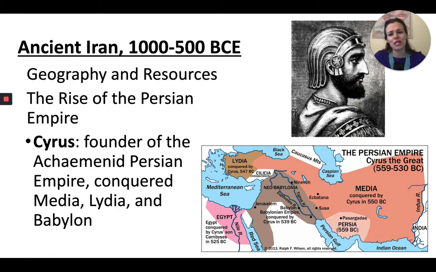Let's start with Persia. So Persia makes up the territory that we now consider to be Iran. That's why you might hear people from Iran referring to themselves as Persians, not Arab, right? Ethnically, they're Persian.